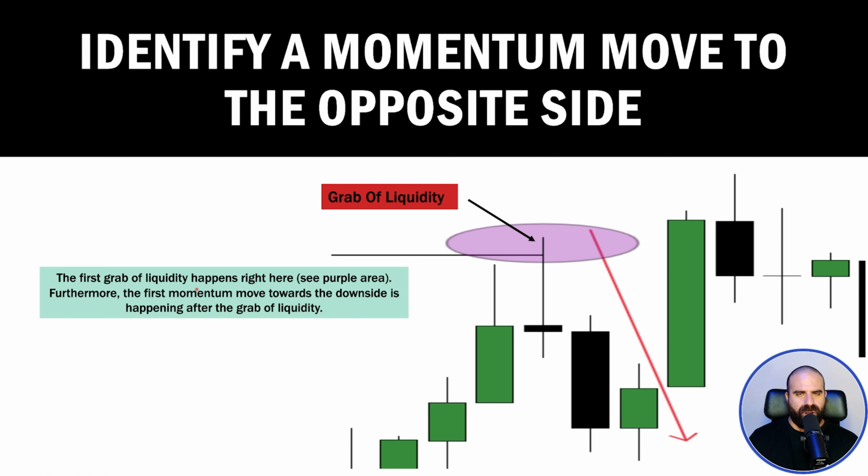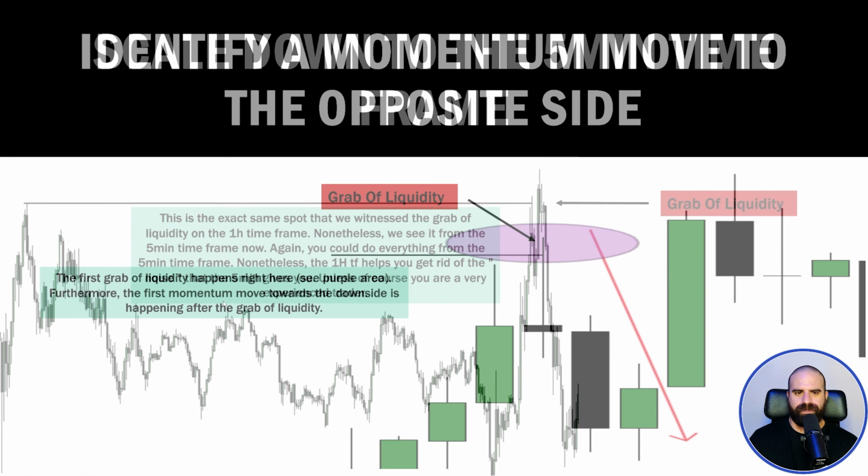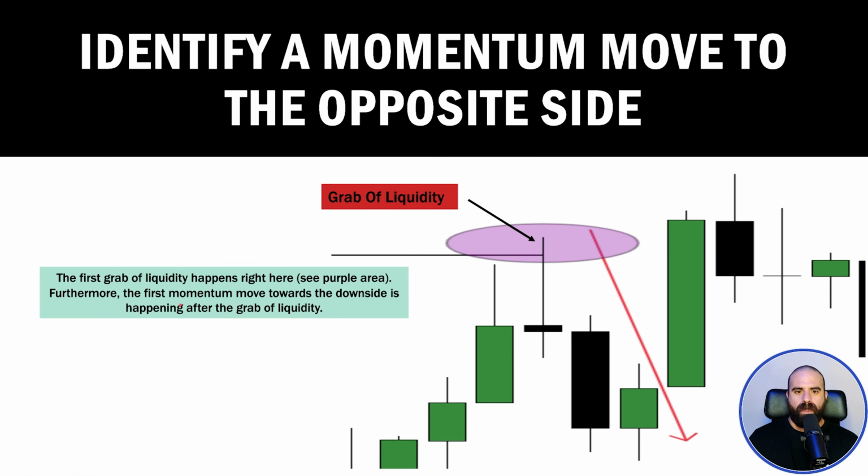The first grab of liquidity, I'm saying it happens right here, the purple area. The purple area is this area right here. Furthermore, the first momentum move towards the downside is happening after the grab of this liquidity. Why? Are you able to identify it as it is? All I'm going to show you is the inversion FVG from the left. Let's move on.